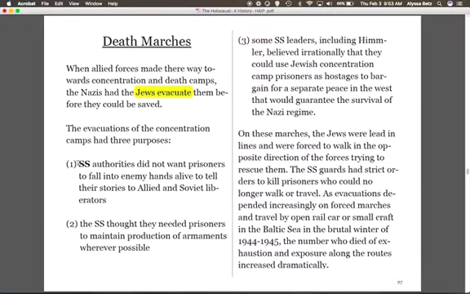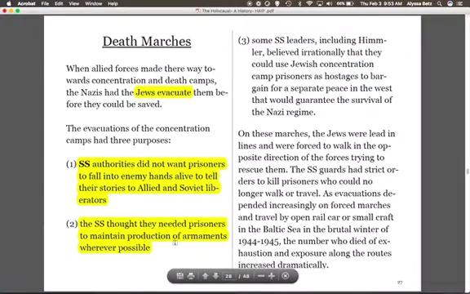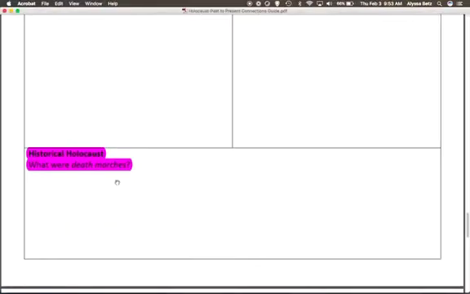So, the authorities did not want prisoners to tell their stories, they didn't want them to be liberated and tell their stories. They thought they needed them in order to keep production of all of the products they were using for the war. And then some also believed that they could use the Jewish prisoners as hostages to bargain for their freedom. So these are the key pieces of information that we're going to be putting in this last box here.